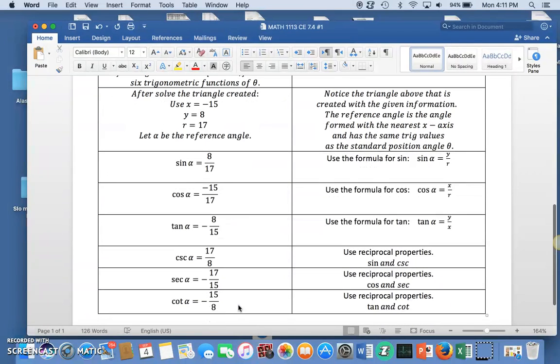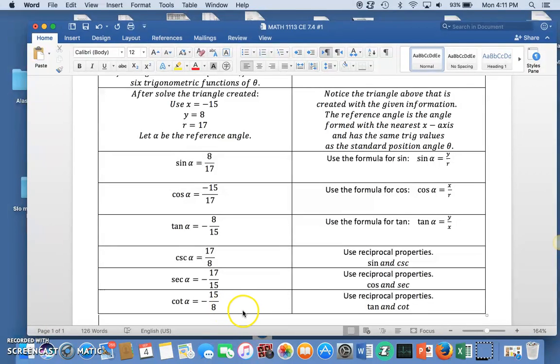Then you can use the reciprocal properties. Cosecant, remember, is sine's reciprocal, so that would be 17 over 8. Secant is cosine's reciprocal, negative 17 over 15. Cotangent and tangent are also reciprocals, so it would be negative 15 over 8.